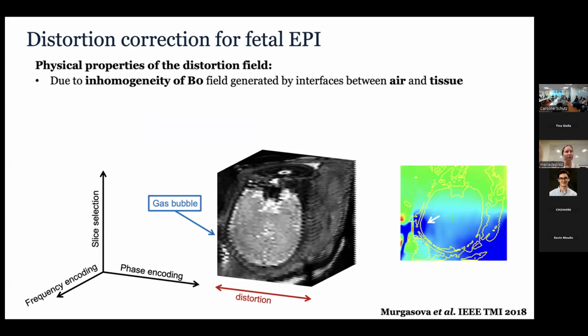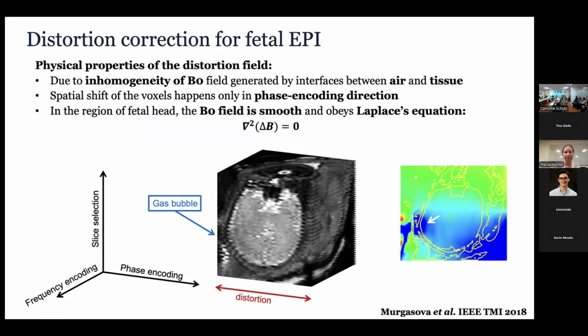and basically distortion is due to inhomogeneity of the main B0 field. And as I said, generated by interfaces between air and tissue. And basically it results in a shift of voxels in only one direction, the Y in the slice, so the phase encoding direction.